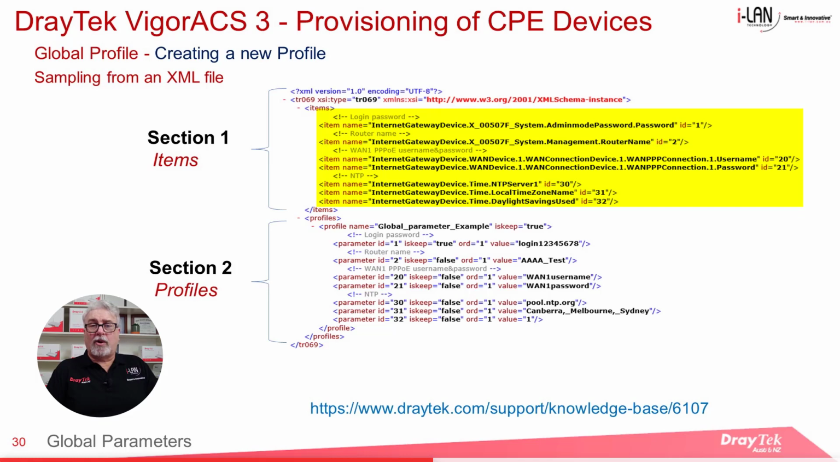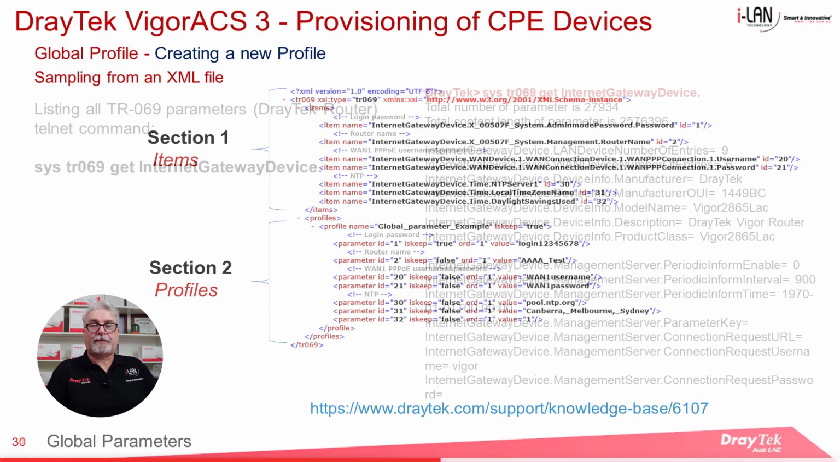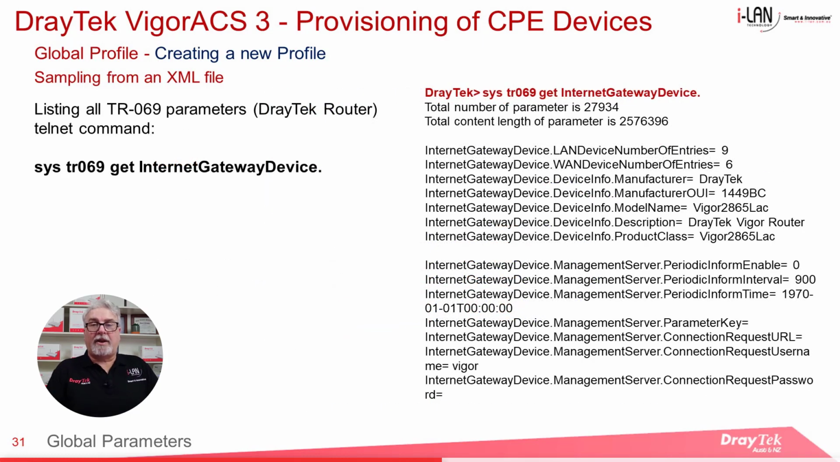This method is a lot more complicated and time-consuming than using the sampling from an online device method, but if you're keen, you can find more information about it in Knowledge Base Article 6107, which I'll leave in the description below. As mentioned earlier, you can get a listing of all the TR-069 parameters from a router by using the telnet command sys TR-069 get InternetGatewayDevice.